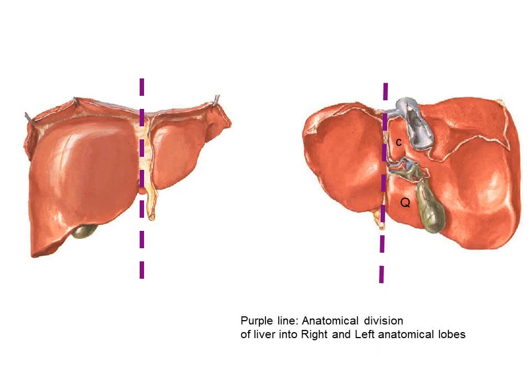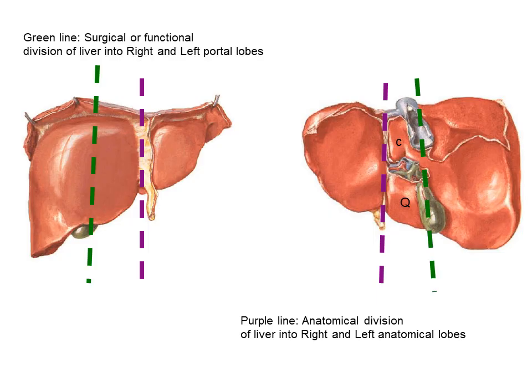In this picture, the purple line is the anatomical division of the liver into right and left anatomical lobes, and the green line is the surgical or functional division of the liver into right and left portal lobes.